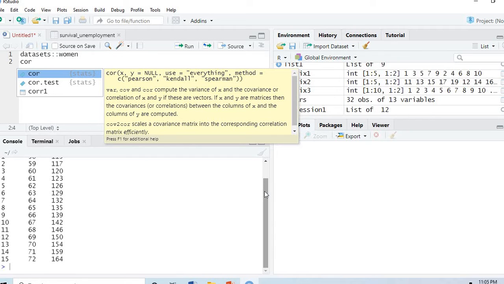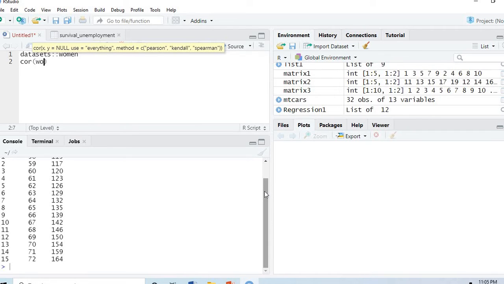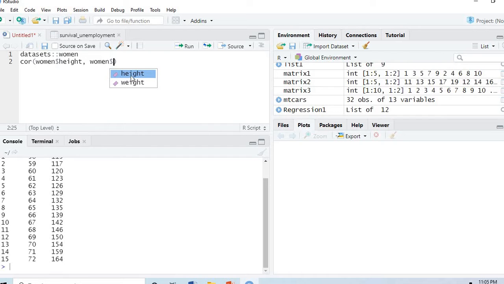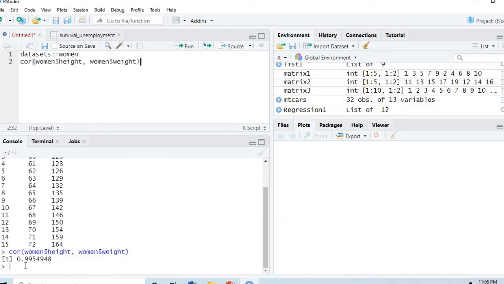I'm using the function cor, and this is my parent dataset women. I use the $ sign and select height. Again, this is the parent dataset women. Use the $ sign and then select weight. Once you press Alt plus enter, you can see the correlation coefficient is plus 0.99. It means both the vectors are very strongly associated with each other, and both the vectors are positive in nature. Now let us plot a scatter diagram to verify whether they are linearly associated or not.